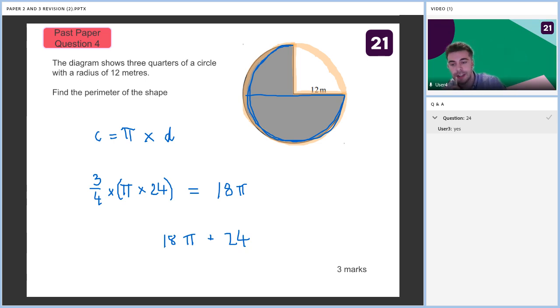Now the question may, even though it's a calculator paper, still ask for the answer in terms of pi. If it does, then this is your answer. There's nothing you can do here. You can't combine these two terms because one is in terms of pi and one isn't. But with it being a calculator paper, you're probably best off popping that in.